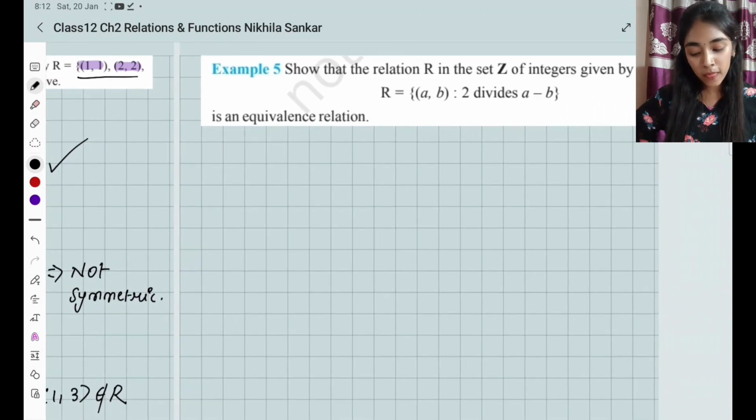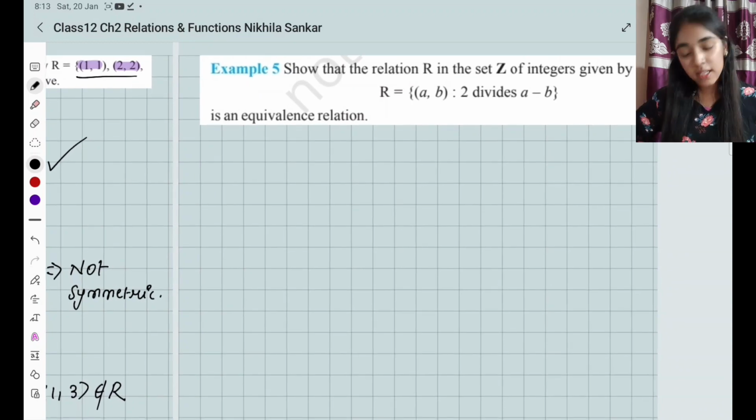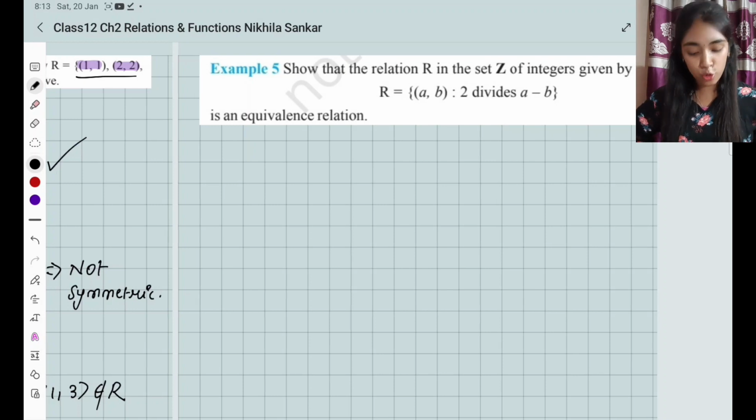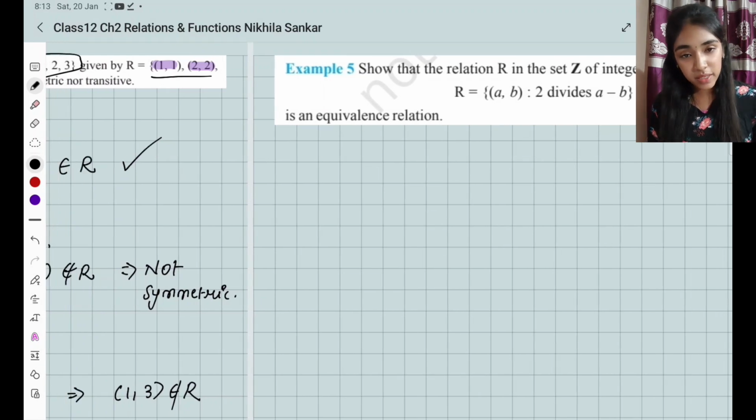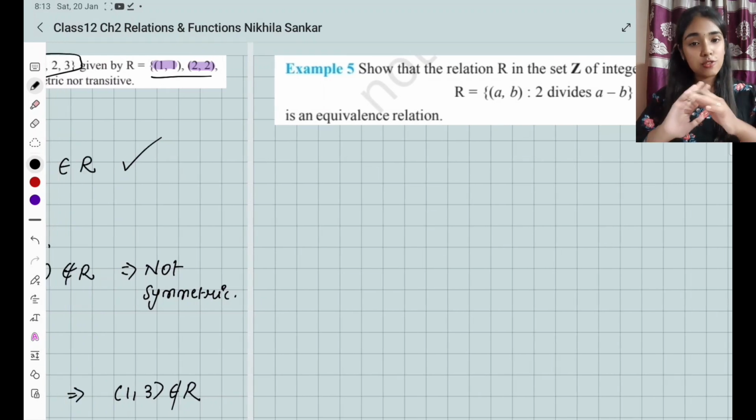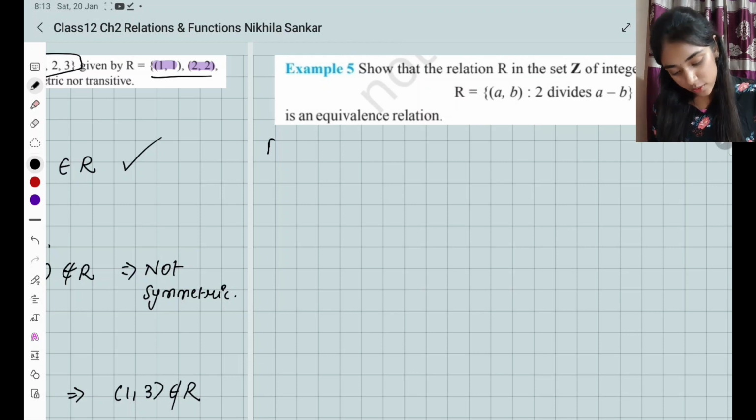Okay, example 5. Show that the relation R கொடுத்திருக்கு is an equivalence relation. Equivalence relation na it is going to be reflexive, symmetric and transitive மூணுமே. So இப்போ a, b where 2 divides a minus b. Okay, இப்போ இதை நம்ம set builder formல கொடுத்திருக்கு. You are used to roster form. So இந்த இடத்துல set builder formல இருக்கிறத நம்ம எப்படி செக் பண்ண போறோம், we'll see.